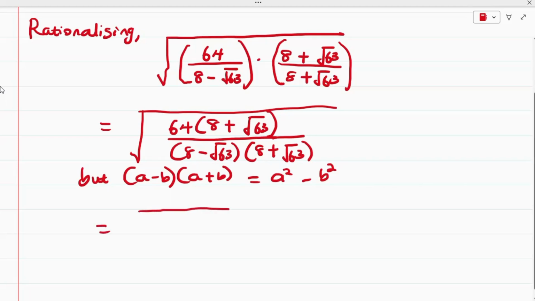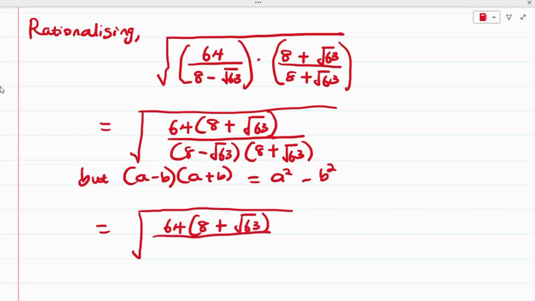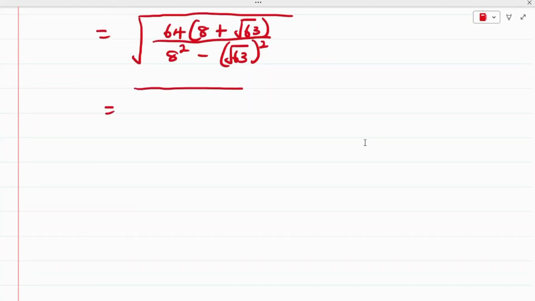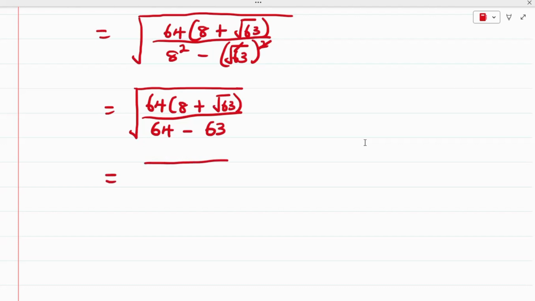So we have this to be equal to the square root of 64 multiplied by 8 plus the square root of 63 divided by, applying this property, 8 squared minus the square root of 63 squared. So at this point we have this to be equal to the square root of 64 multiplied by 8 plus the square root of 63 divided by 8 squared is 64 minus this, we cancel out this, we have this to be what? 63. So this is equal to the square root of 64 multiplied by 8 plus the square root of 63 divided by 64 minus 63 is 1.